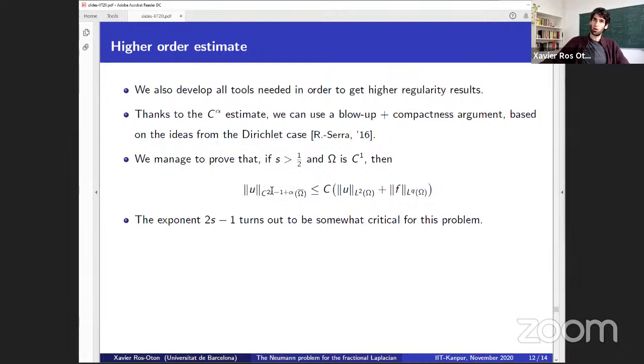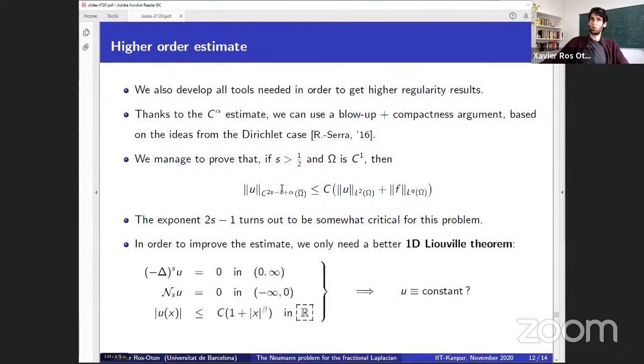The question is, what is the exponent we can put here? Well, what we need in order to prove this is a Liouville theorem with beta exactly this number. This is something challenging that we prove: the fractional Laplacian on a half line equals zero, with the Neumann condition on the other half line being zero, and the function u has some growth, say x to the beta, in R. I wanted to emphasize that this is dimension one.